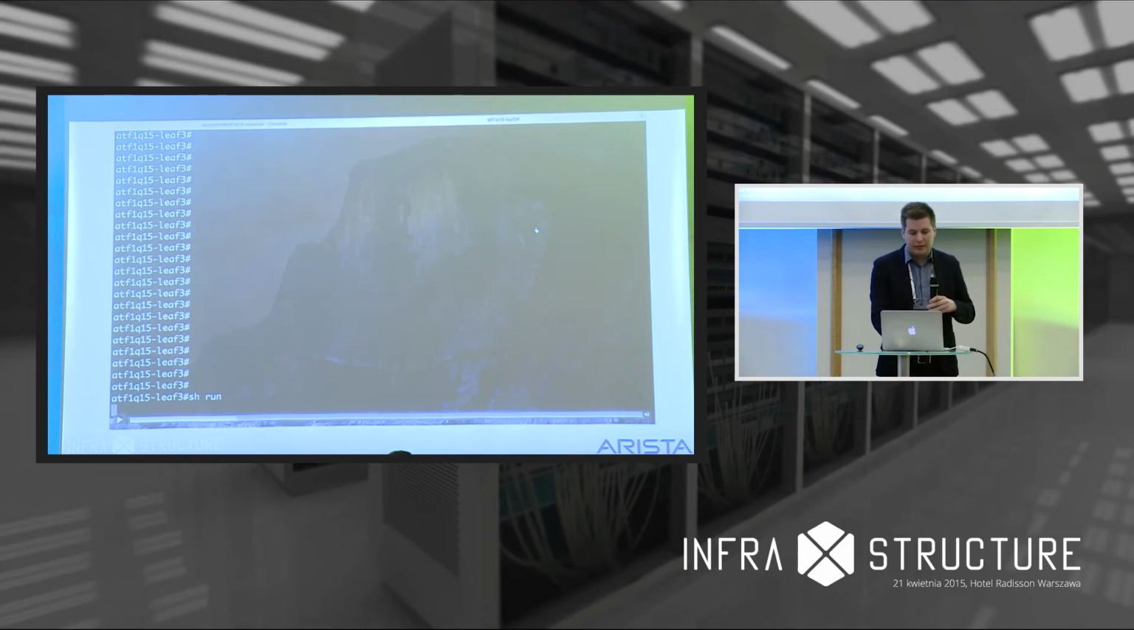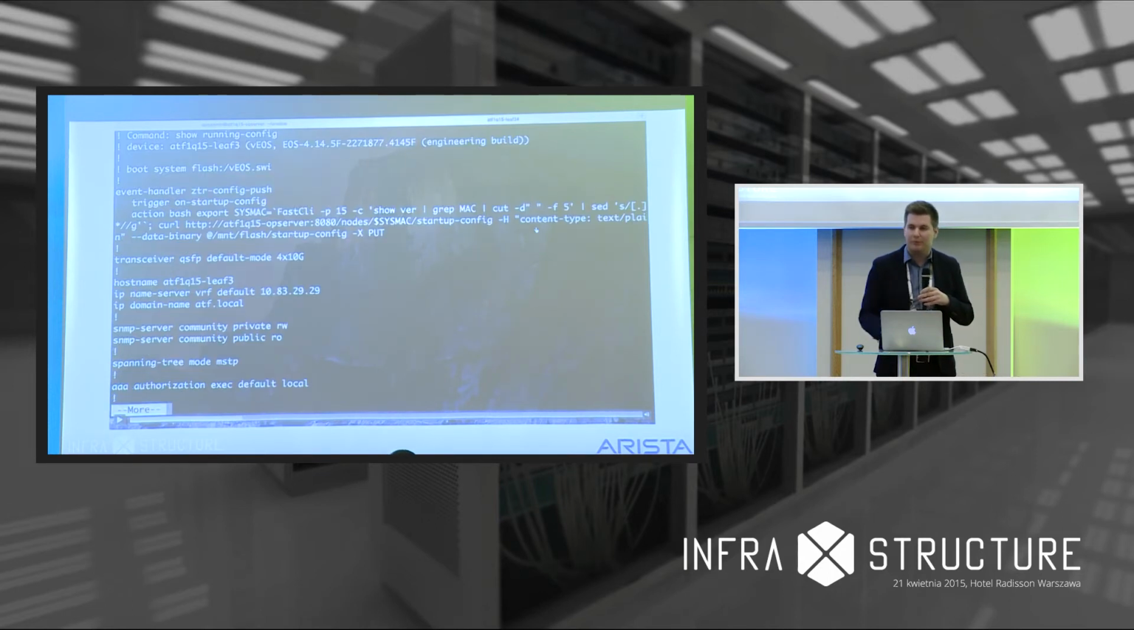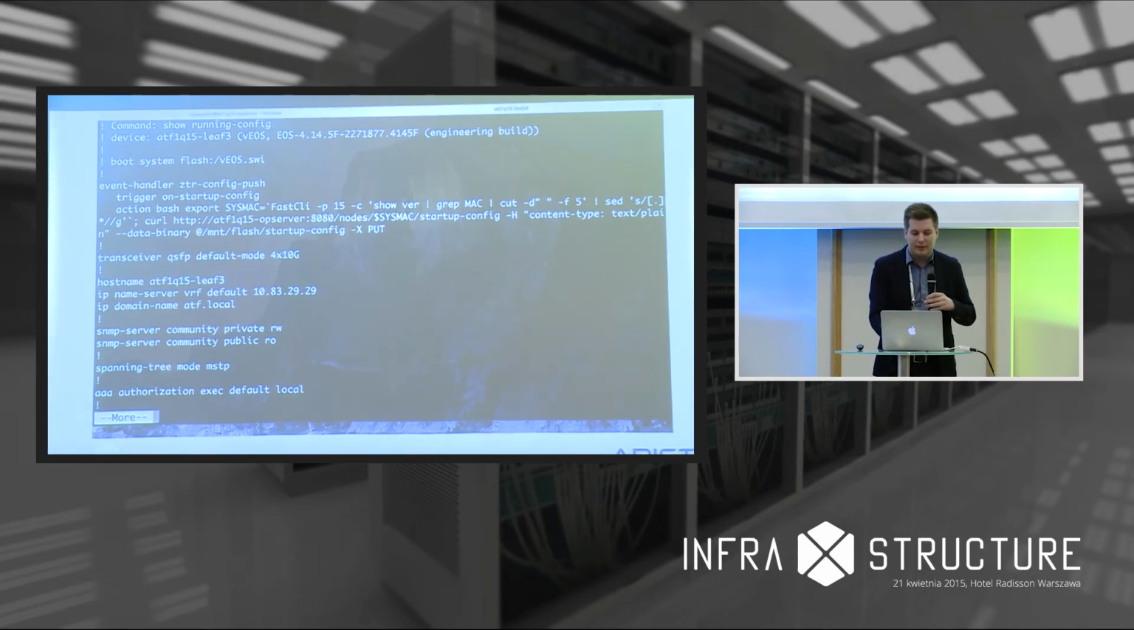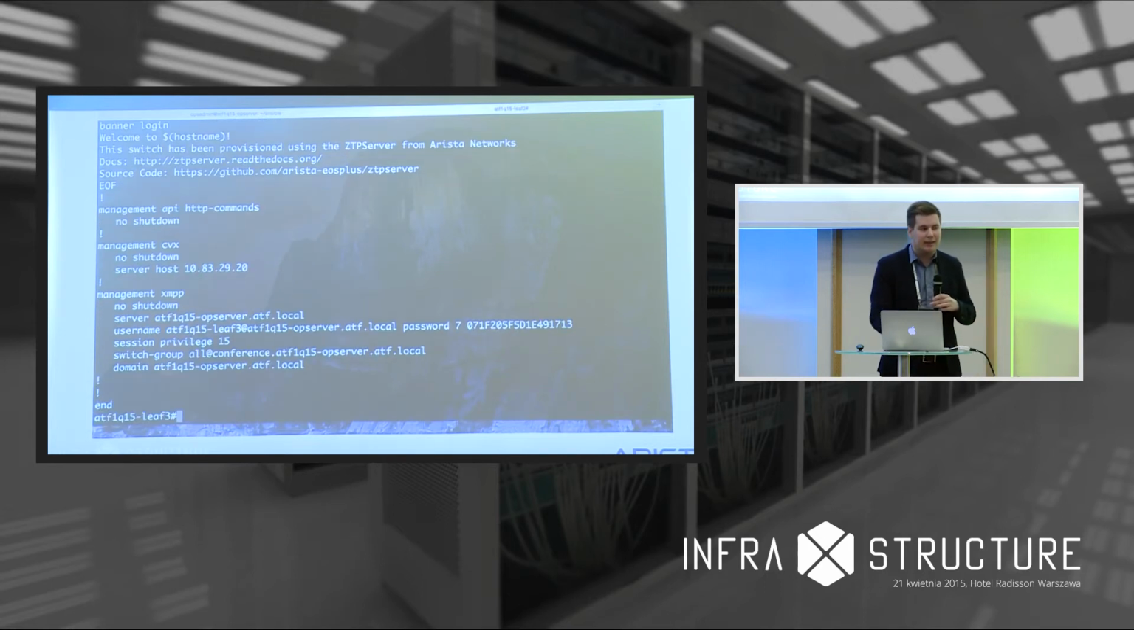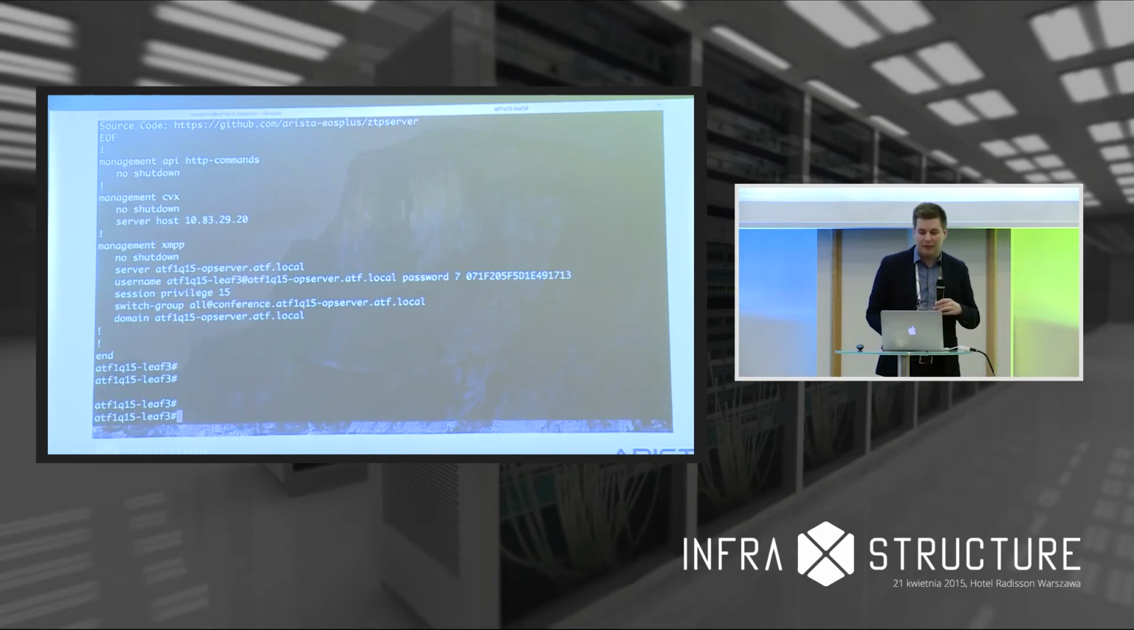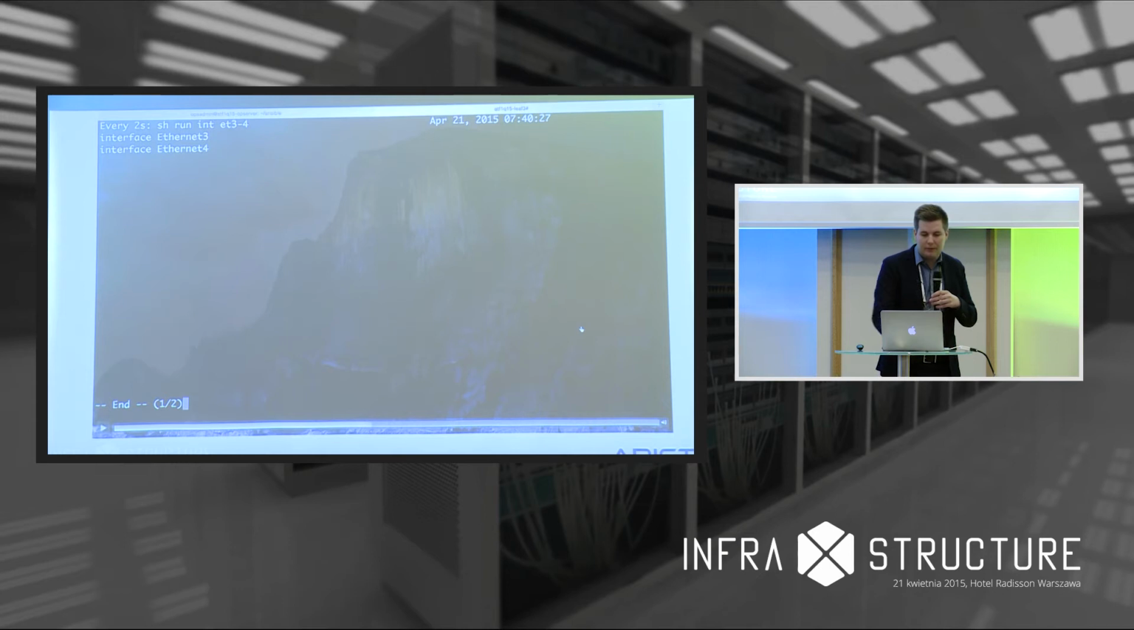If I do a show running config, this switch has been brought up from bare metal by ZTP, and it has a fairly basic configuration. It has all the basic things it needs, but you'll see it doesn't have any interface config on. So what I'm going to do is run the watch command, which continually polls the configuration, so we'll be able to see the change. Right now, as you can see, on interfaces Ethernet 3 and Ethernet 4, there is no configuration.